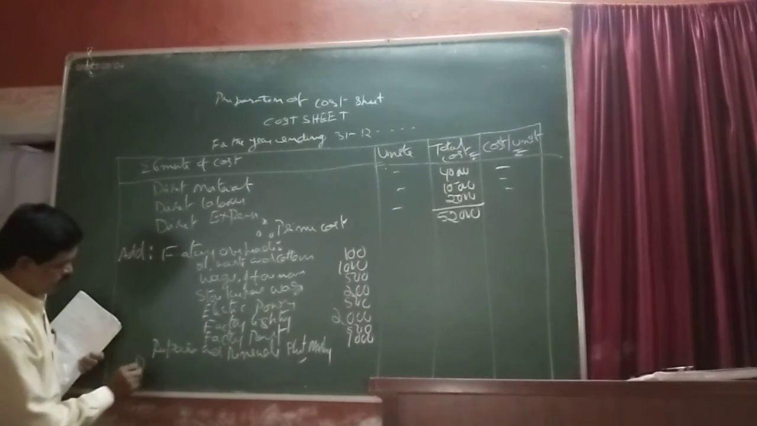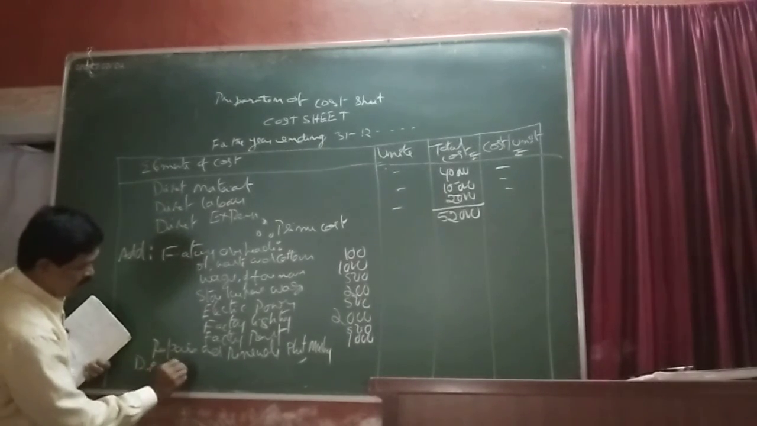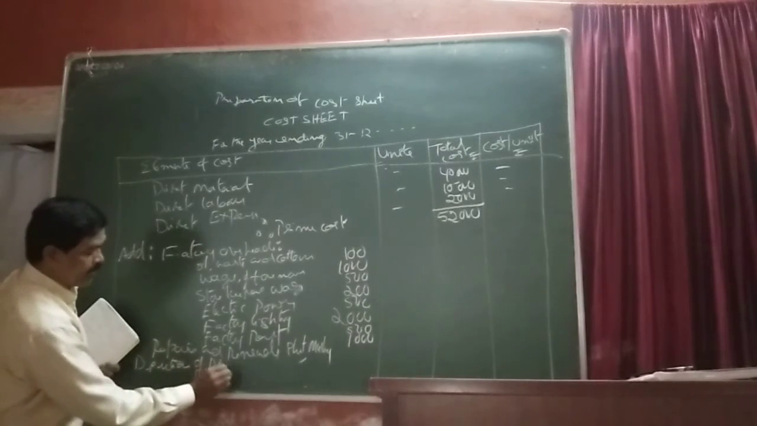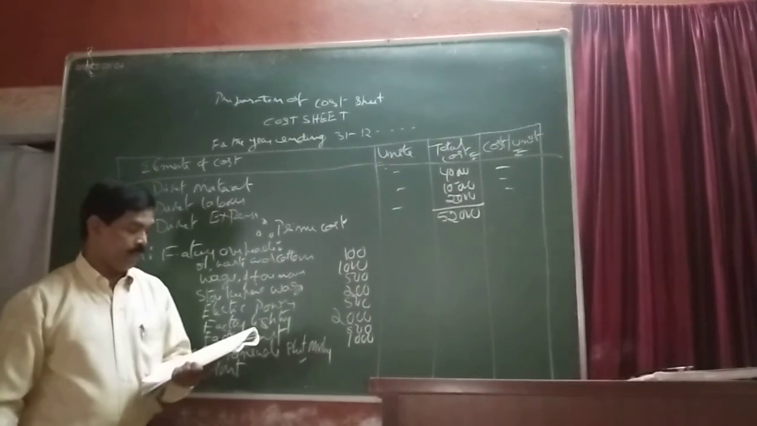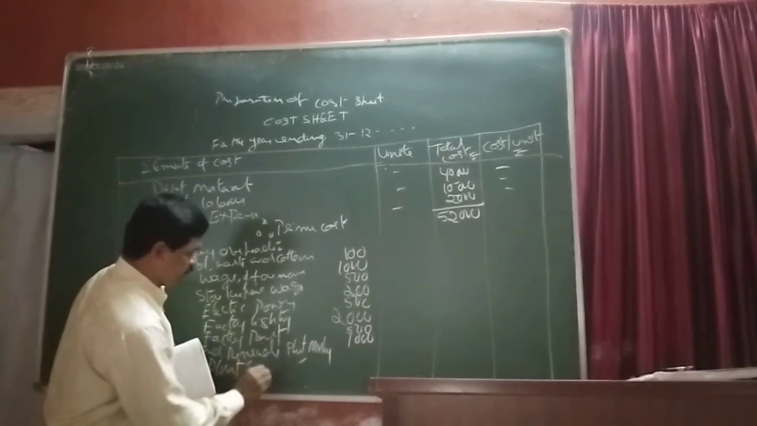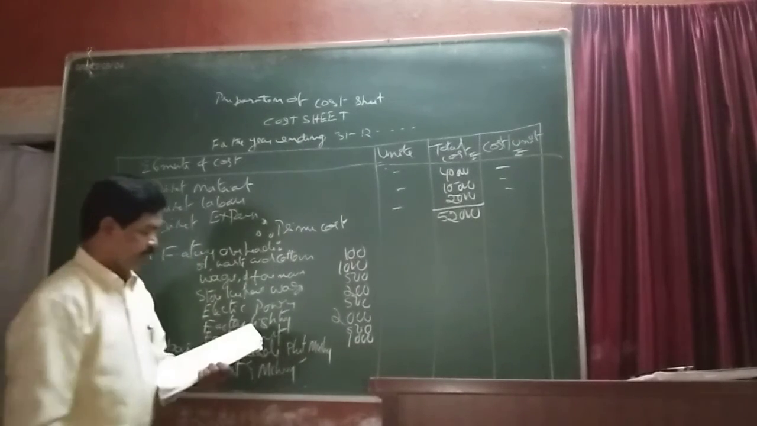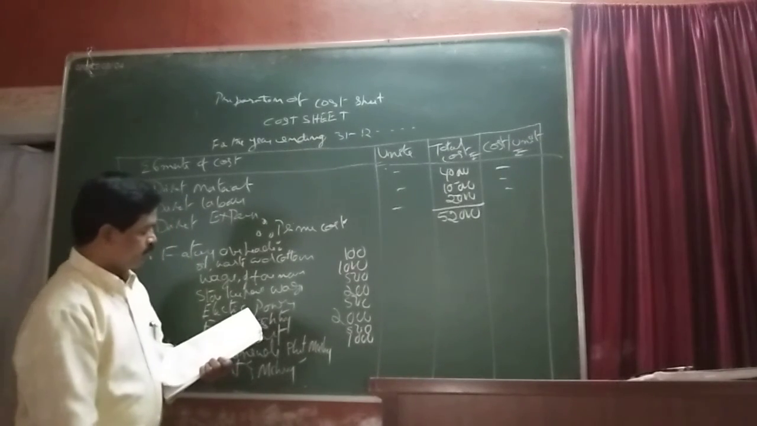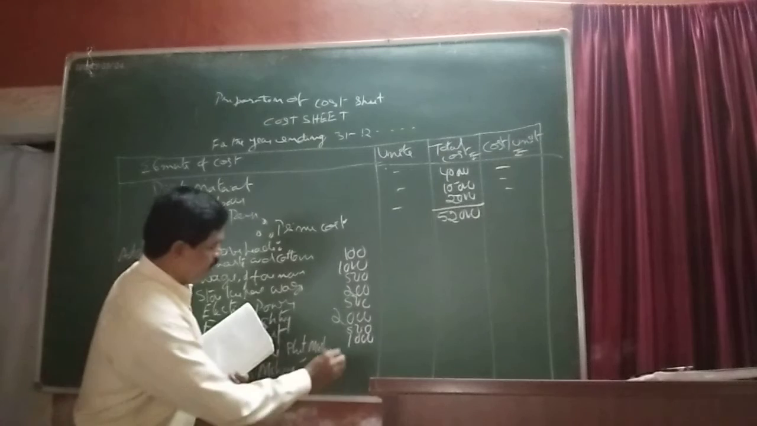Then depreciation on plant and machinery. Plant is used in the manufacturing department, and machineries are there in the manufacturing department. So it is 200.